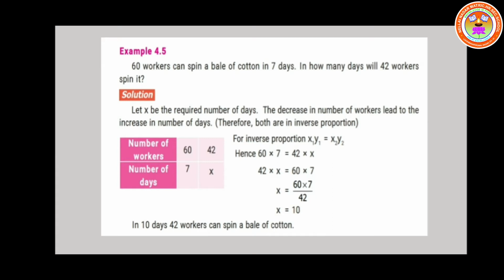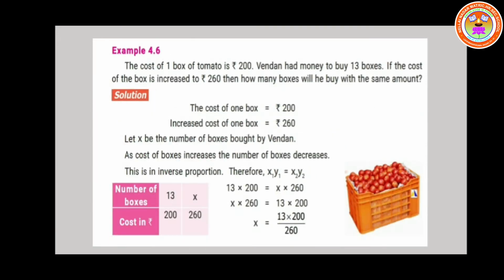So x1 into y1 is equal to x2 y2. Just you multiply: 60 into 7 is equal to 42 into x. So x is equal to 60 into 7 by 42. You can cancel. 7 sixes are 42, then 6 tens are 60, so your x is equal to 10. So in 10 days 42 workers can spin a bale of cotton. So that is your final answer.